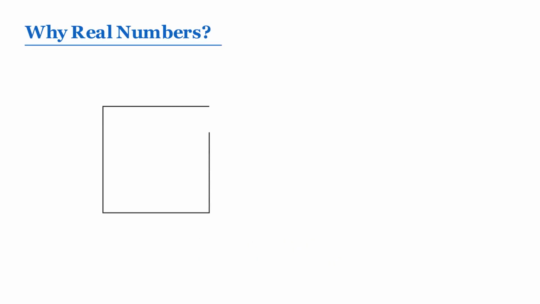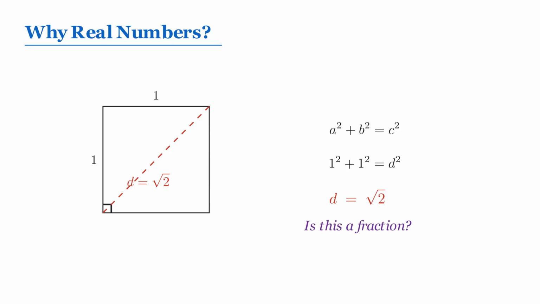Consider a unit square. Each side has length 1. By the Pythagorean theorem, a squared plus b squared equals c squared. Substituting 1 and 1, the diagonal d equals root 2. The ancient Greeks assumed every length could be expressed as a simple fraction. But root 2 shattered that belief. It cannot be written as a fraction. This was the first crack in their mathematical worldview and the beginning of irrational numbers.